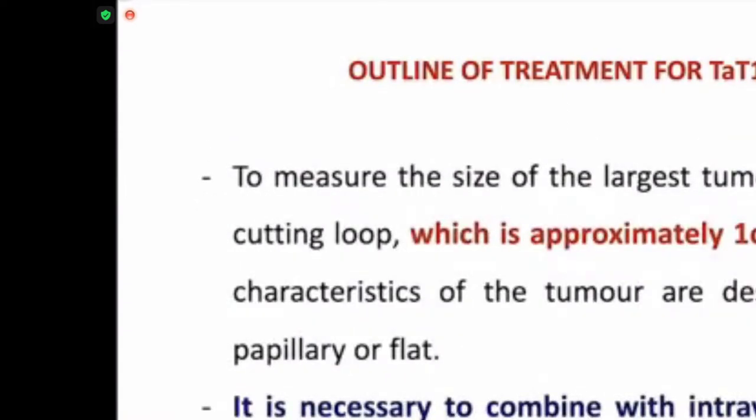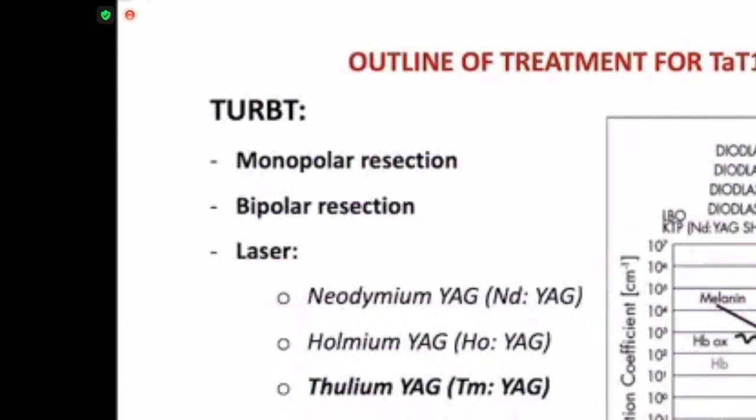To measure the size of the longest tumor, one can use the end of the cutting loop, which is approximately 1 centimeter wide, as a reference. The characteristics of the tumor are described as sessile, yes or no, nodular, papillary or flat. It's necessary to consider combination with intravesical chemotherapy in one patient.